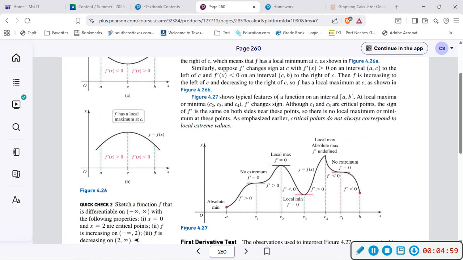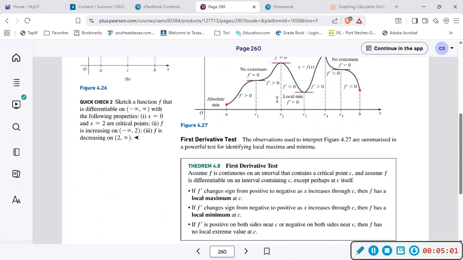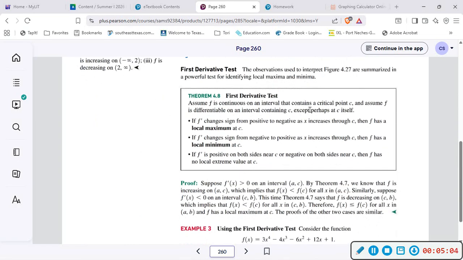This talks about identifying local minimum and maximum. Here's the first derivative test. It just tells you: assume f is continuous on the interval that contains a critical point c, and we're going to assume it's differentiable on an interval containing c except perhaps at c.